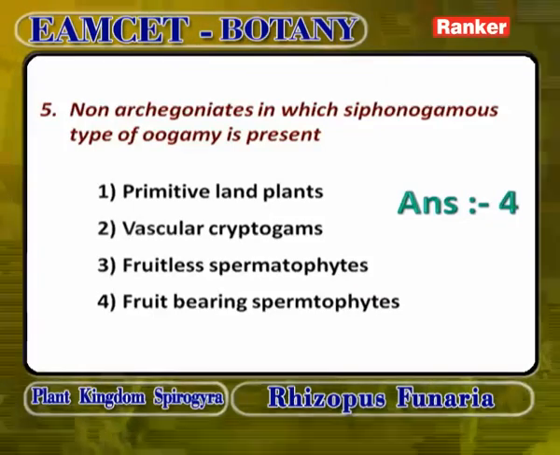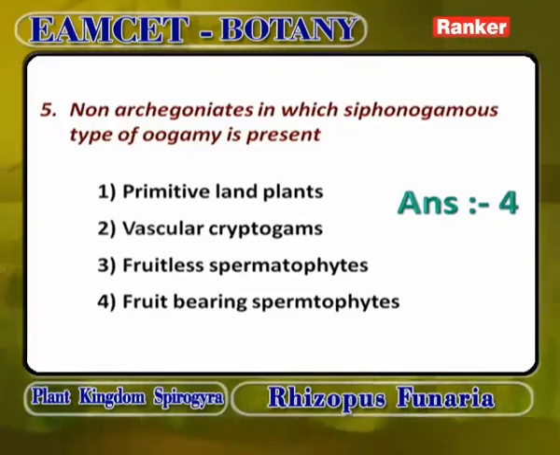Non-archegoniates in which siphonogamous type of oogamy is present. Non-archegoniates means archegonia is absent, and siphonogamous type of oogamy: that will be angiosperms. Primitive land plants are not angiosperms. Vascular cryptogams are pteridophytes. Fruitless spermatophytes are gymnosperms. Gymnosperms are archegoniates, not non-archegoniates. Fruit-bearing spermatophyte is angiosperm.